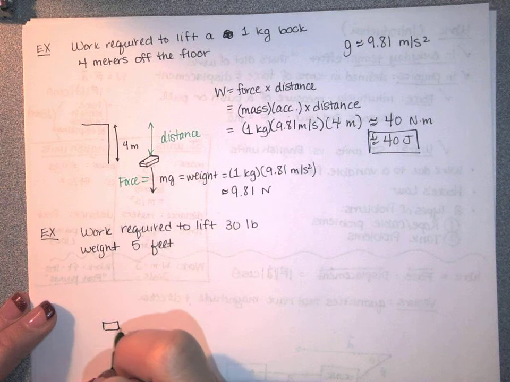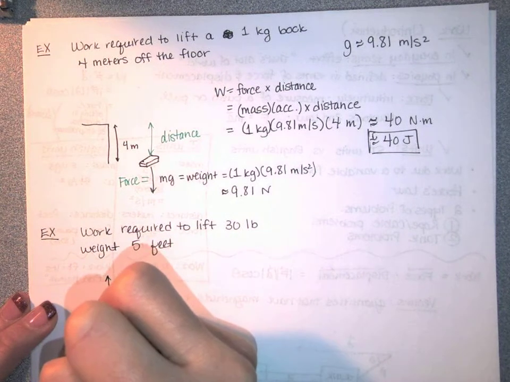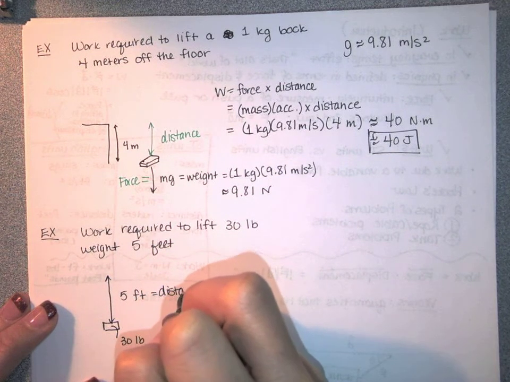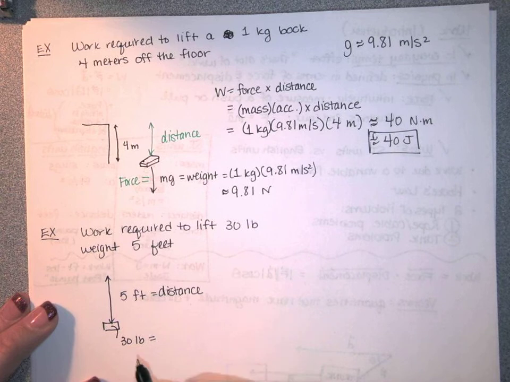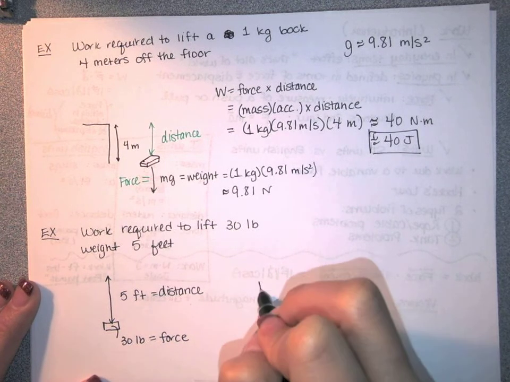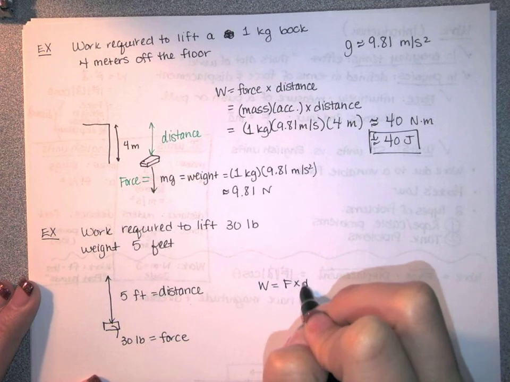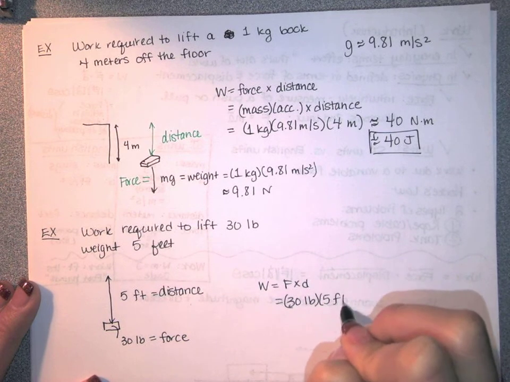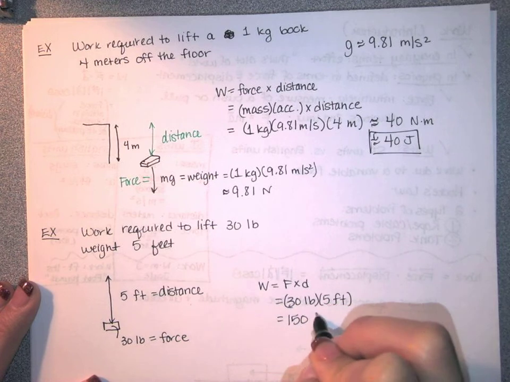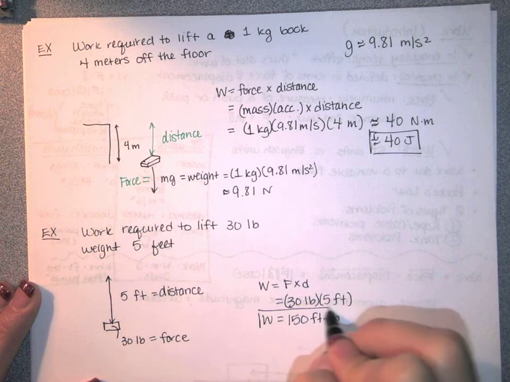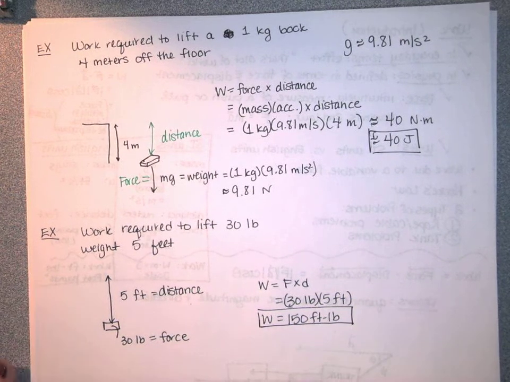So if I've got a 30-pound weight right here, and I'm moving it through 5 feet, well, my distance is 5. My force is the 30 pounds, because remember, pounds are units of force. So work is just force times distance. So 30 pounds times 5 feet, which gives you 150 foot-pounds. I know it seems strange, but those are units of work. We've got 150 foot-pounds of work that we've done.